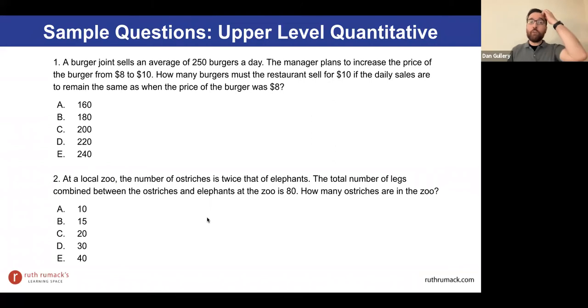Another example: at a local zoo, the number of ostriches is twice that of elephants. The total number of legs combined between the ostriches and elephants at the zoo is 80. How many ostriches are in the zoo? So really these questions are reminiscent of those joke questions when people talk about how tricky math can be, where a train leaves Los Angeles and a train leaves New York and each is traveling at 60 miles an hour. How long will it take for them to meet in Chicago? There's just so much going on that you have to consider. And the test does rely on students feeling overwhelmed.